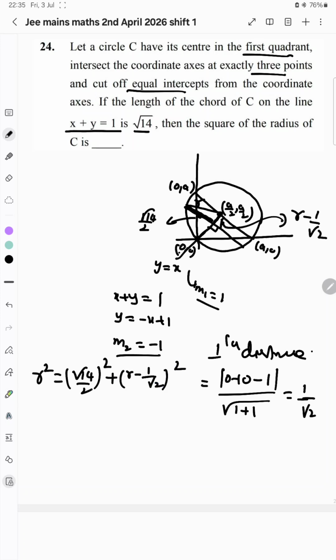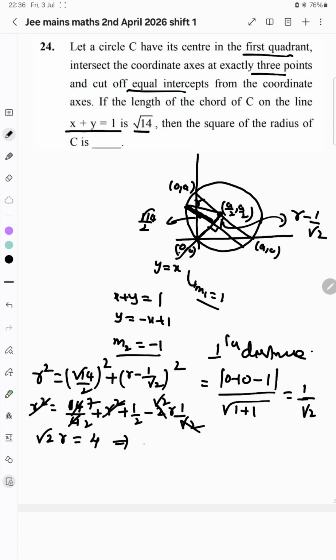Let's simplify this and we will get the value of r. r square is equal to root 14 square is 14 by 4 plus, with a minus b whole square, we expand a square plus b square minus 2ab, minus 2 into r into 1 by root 2. This r square is cancelled, and the root 2 times will be cancelled. Minus root 2 r, when you bring it to the left side, root 2 times r is equal to 7 by 2 plus 1 by 2, which is 8 by 2, that means 4. Now squaring on both sides, 2 times r square equals 16. From this, r square is 8. Okay, we got the r square value 8.